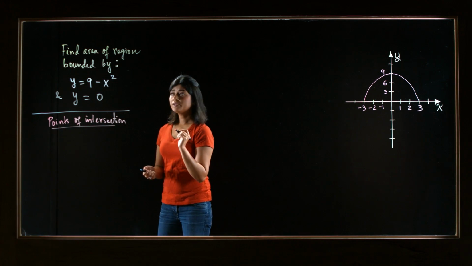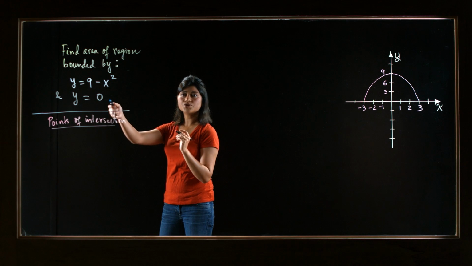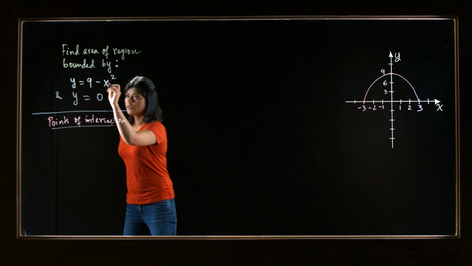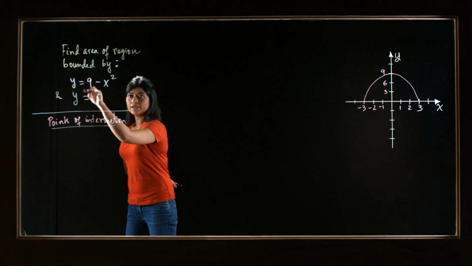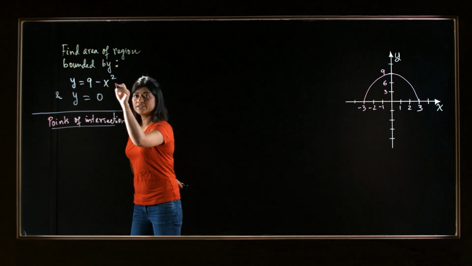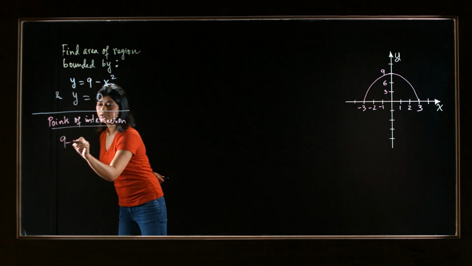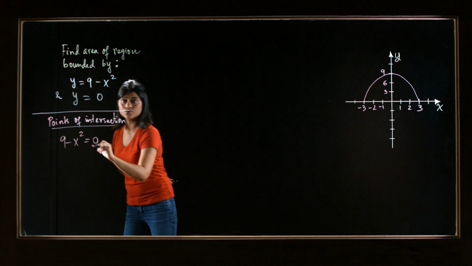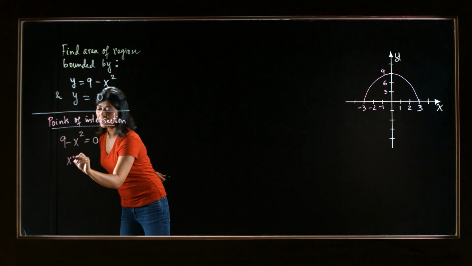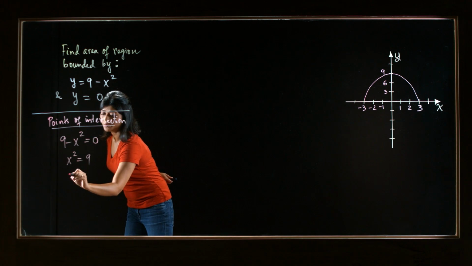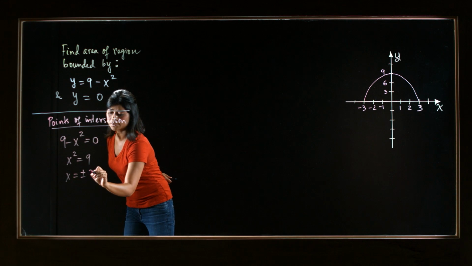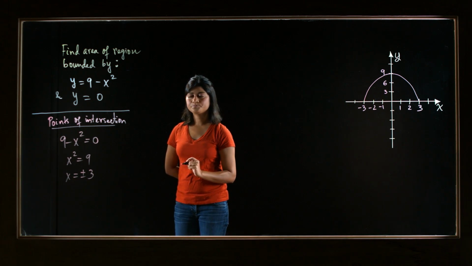And we can compute that by setting the two equations equal to each other. So if we set y and y, they're the same, so you set the right hand side of the equations equal to each other. So 9 minus x squared is 0, which means x squared is 9, which means x is plus or minus 3.